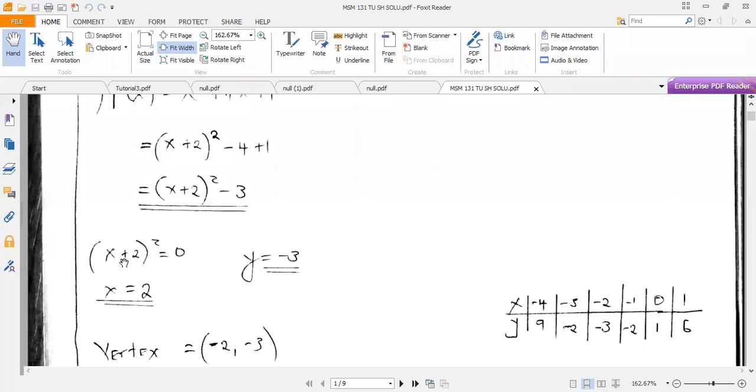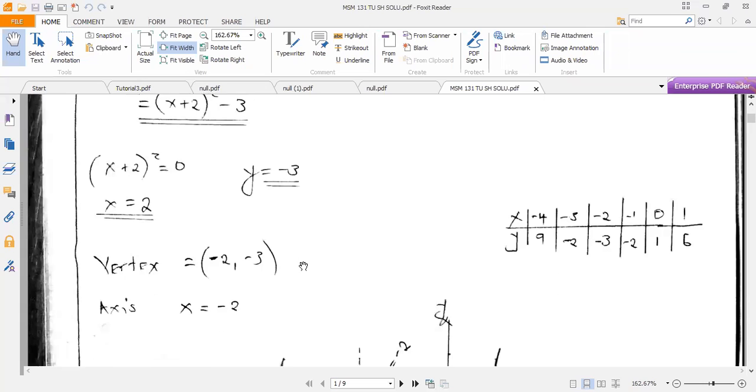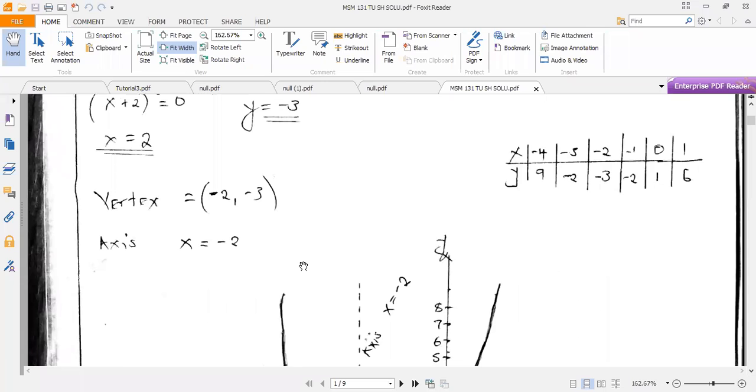All right, so x plus 2 squared is equal to 0. You just get the x plus 2 that is inside equated to 0, so you end up with x equal to negative 2. Then for your y, you just pick the value that is here, the negative 3. So y is equal to negative 3. Your vertex will now be negative 2, negative 3.